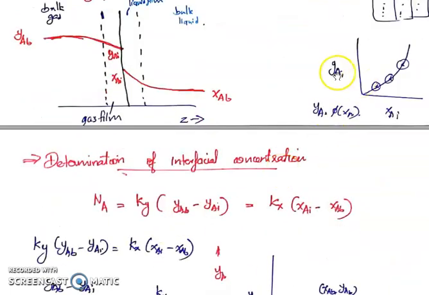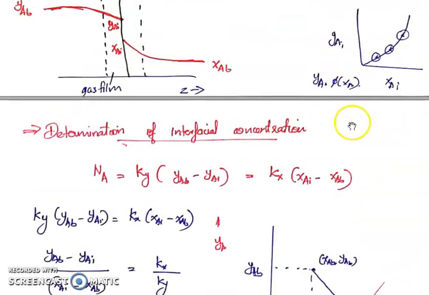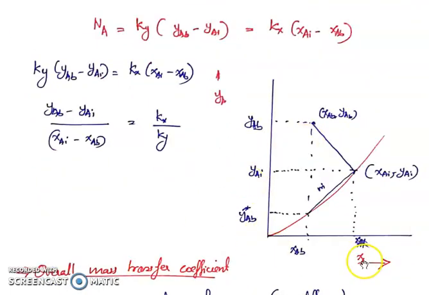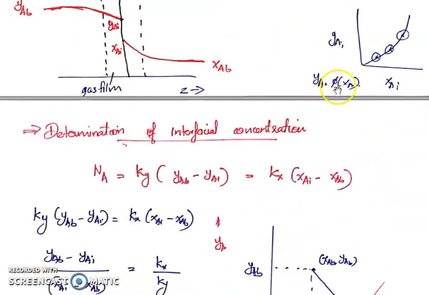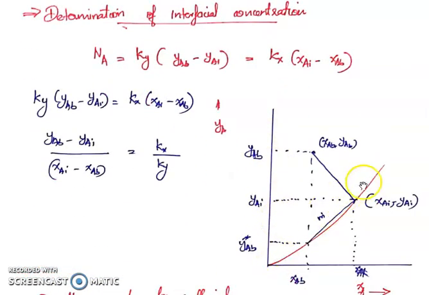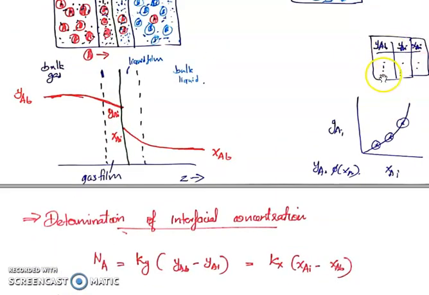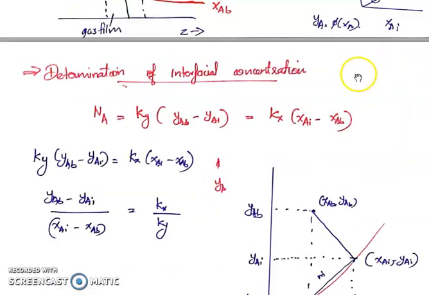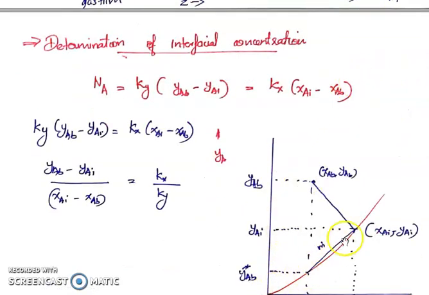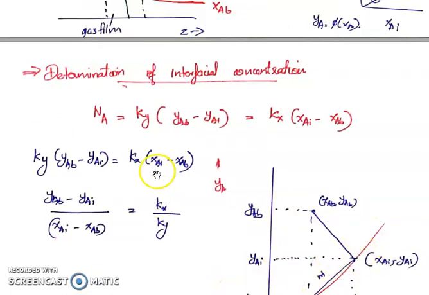So here I have plotted a graph between YAI and XAI. Let's plot a graph between mole fraction XA and mole fraction YA on the X and Y axes respectively. The red graph that you see is the equilibrium interfacial concentrations, obtained by the process I have just explained. So let's assume the red line to be the relation between XA and YA, the interfacial concentration.